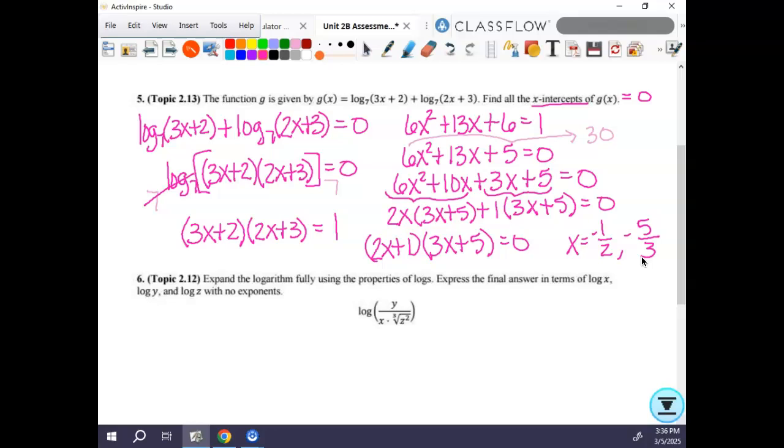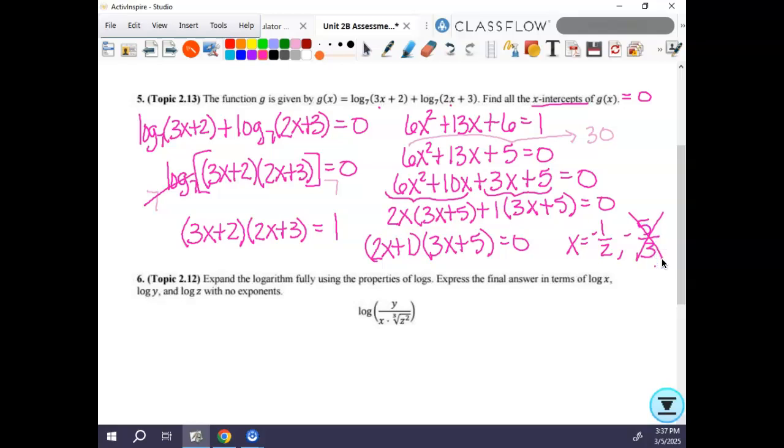And then I need to check them, right? So negative 1/2 in here would give me negative 3/2. Negative 3/2 plus 2 is still positive. Negative 1/2 right here would give me a negative 1. Negative 1 plus 3 is still positive. Negative 5/3 right here would give me a negative 5 plus 2, which would be a negative number. So I don't like this one. Negative 1/2 is my only answer.